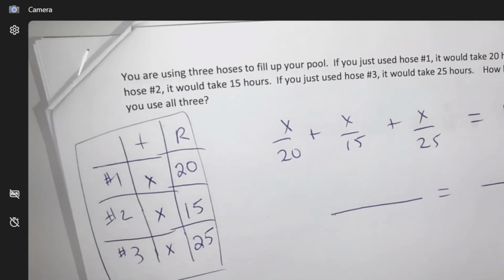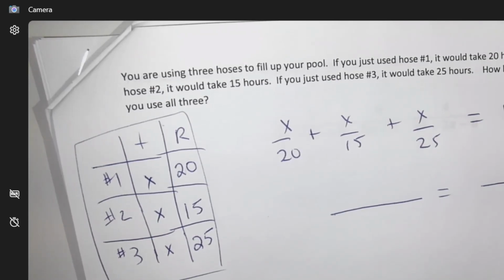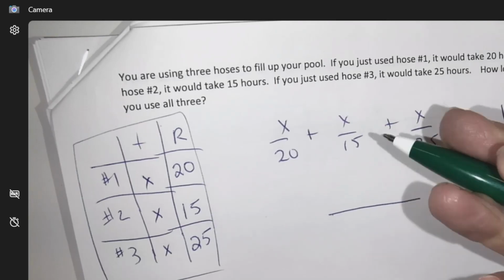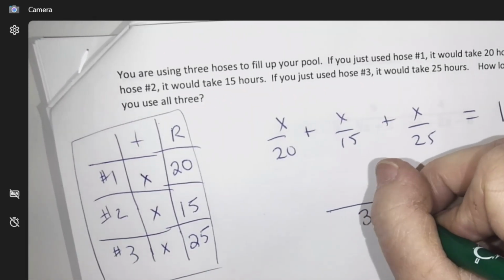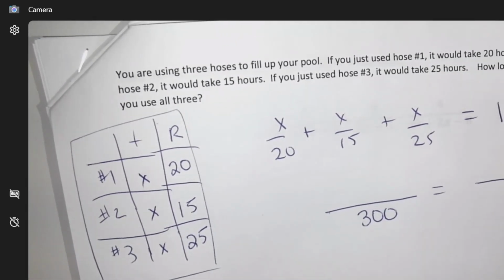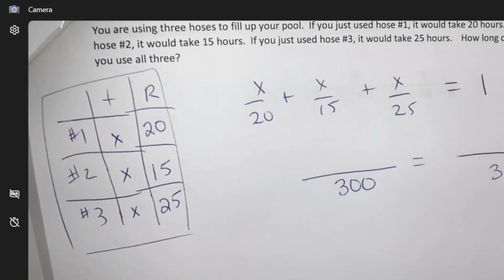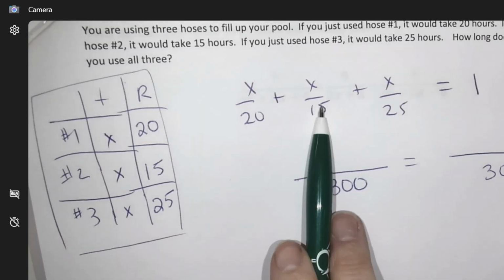Okay, I'm going to pick a common denominator, and you can technically go 20 times 15 times 25, but it's pretty big. Does anybody have a smaller number that would work? I think 300 should work with all of them, right? Would that make sense to you? 300? Are all of them divisible by that?